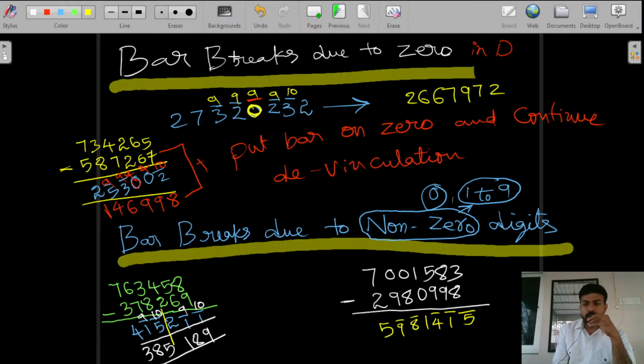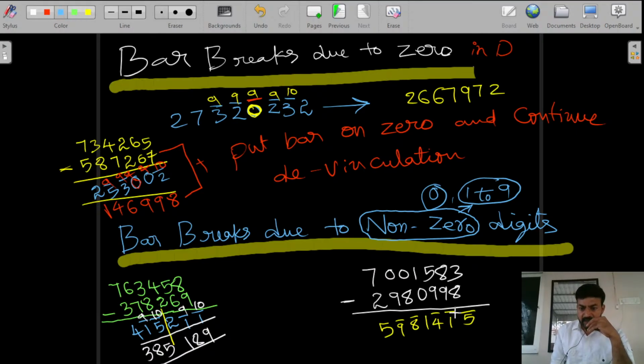So 3 minus 8, bar 5. 8 minus 9, bar 1. 5 minus 9, bar 4. 1 minus 0, 1. Remember, don't put a bar on everything. 1 minus 0 means 1. 0 minus 8, bar 8. 0 minus 9, bar 9. 7 minus 2, 5. So we got the vinculated format. We have to devinculate this to get the answer.